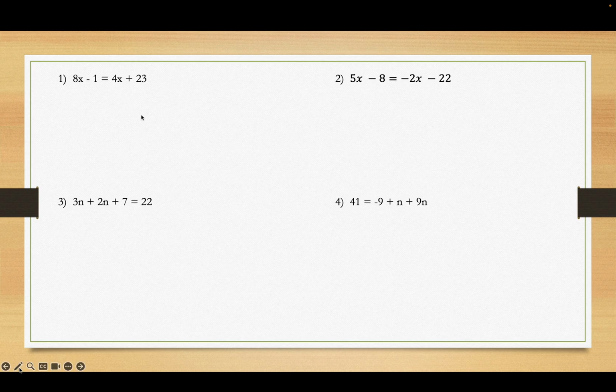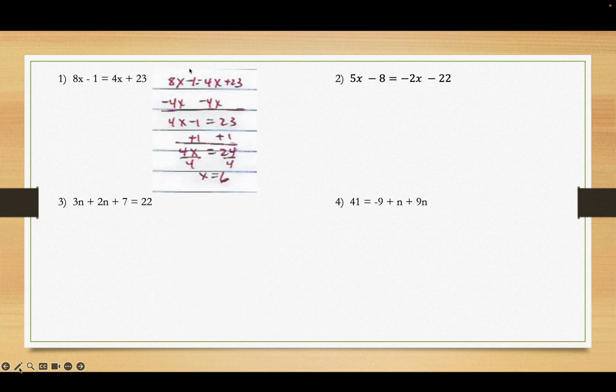So what I do is I notice that the 4x's are on both sides, and I don't want the 4x's on both sides. So I'm first going to subtract 4x from both sides. So I focus first on the variables. I see they're on both sides of the equation. When they're on opposite sides of the equation, I do the opposite operation. That's a positive 4x. I do negative 4x to both sides. That leaves me with 4x minus 1 is 23.